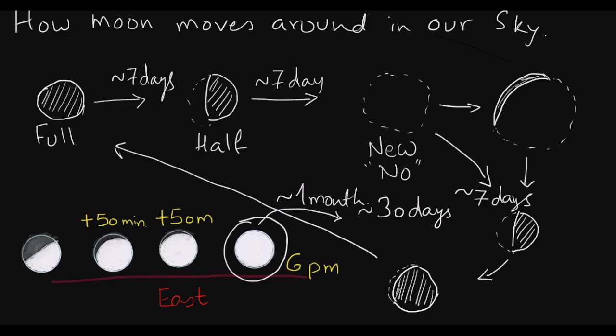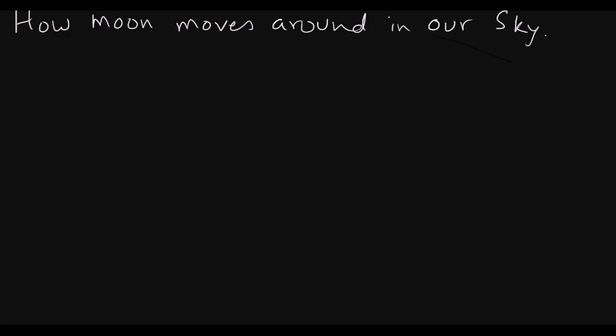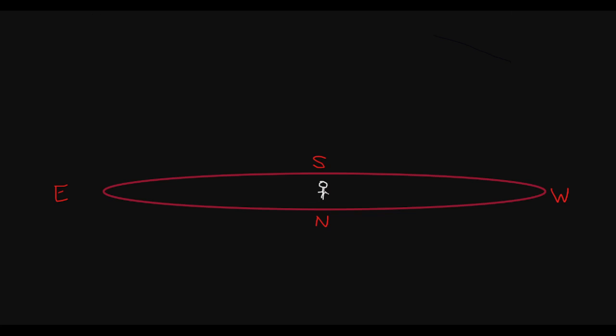Now let's imagine the same thing, how you will see it in the sky. Imagine yourself standing on a plain ground, this is you, and this is the east, west, south and north. So on one day the moon rises somewhere in the eastern direction at some point of time here, and then it tracks its motion during the day and it will set somewhere here in the west approximately.